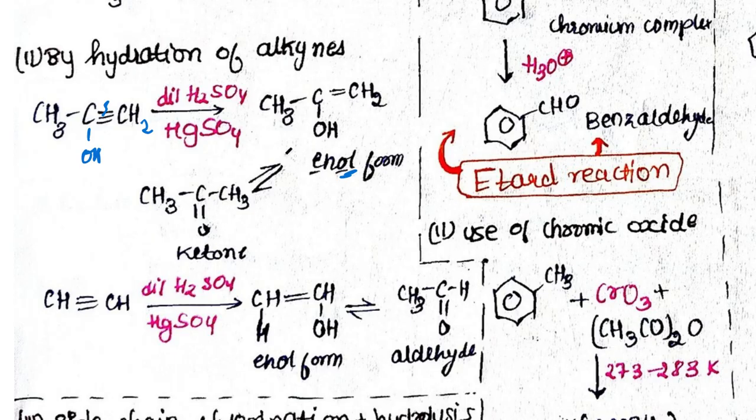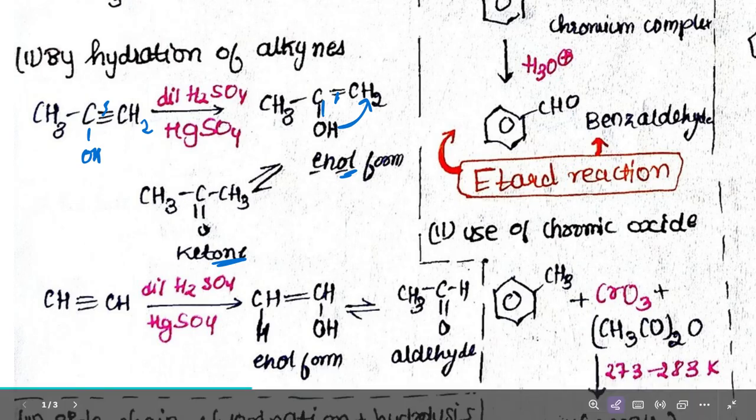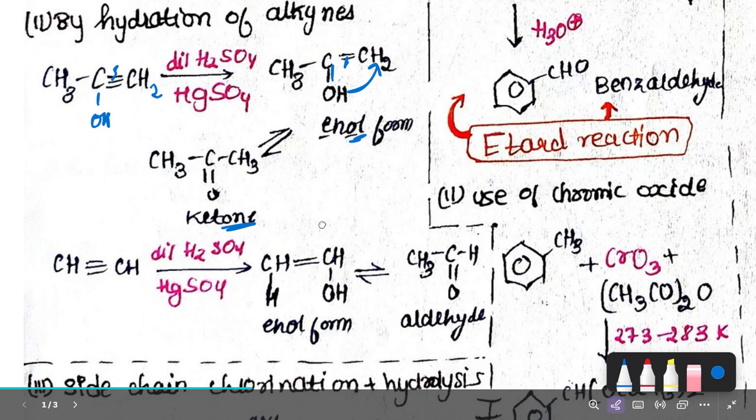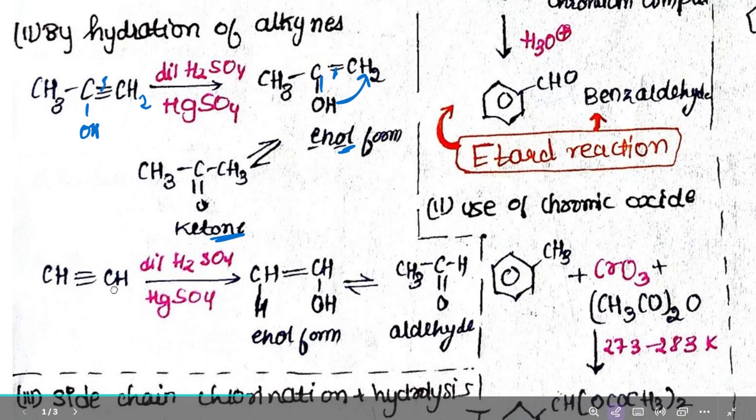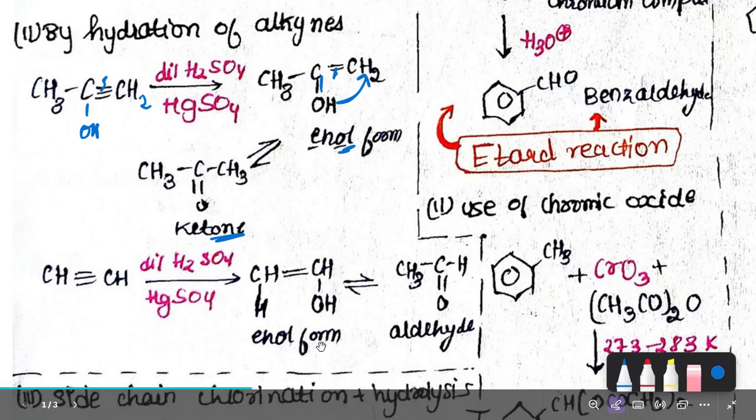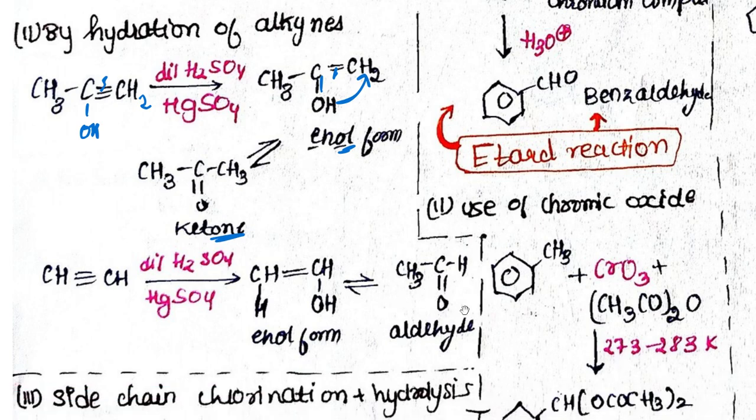and so this enol form is changed to a ketone. How? By giving this hydrogen over here and breaking this bond, and here we will get the double bond. Now similarly we have for CH triple bond CH. Similarly we have, attach H over here, attach over here. This is again an enol form, and reversible reaction, this will give us an aldehyde.